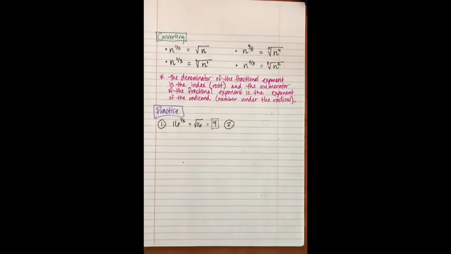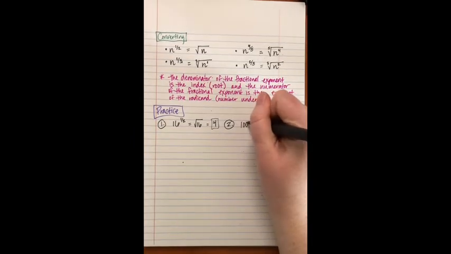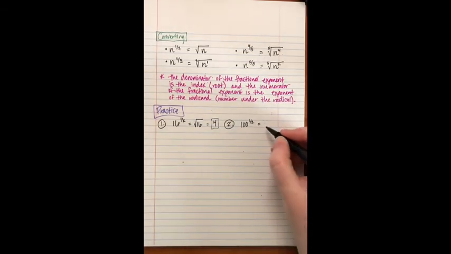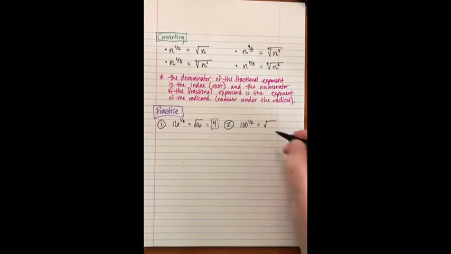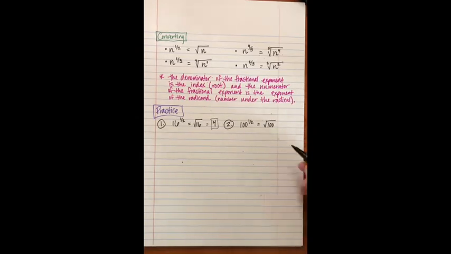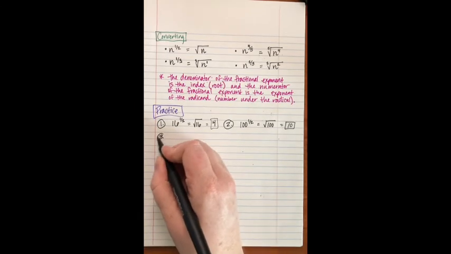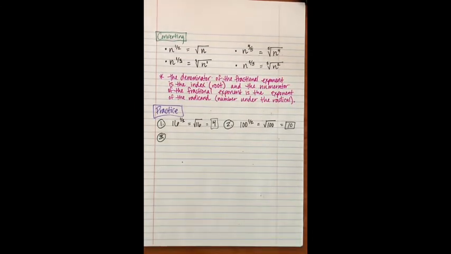Number 2, 100 raised to the 1/2 power. Pause the video, try it out. So something raised to the 1/2 power is the same thing as taking the square root of it. So we just have to take the square root of 100, which is 10. Final answer.